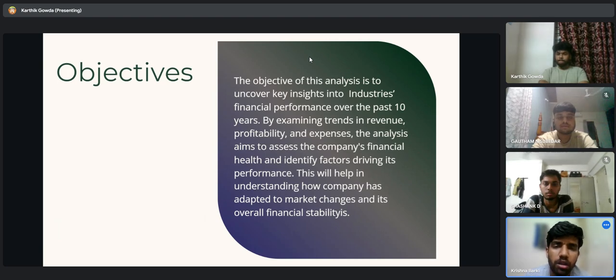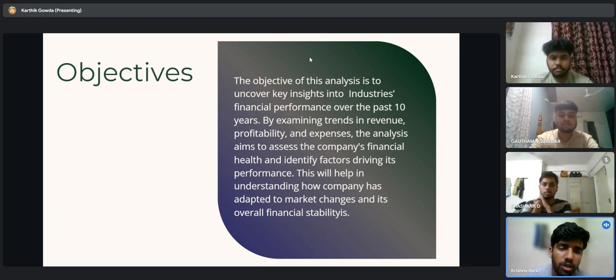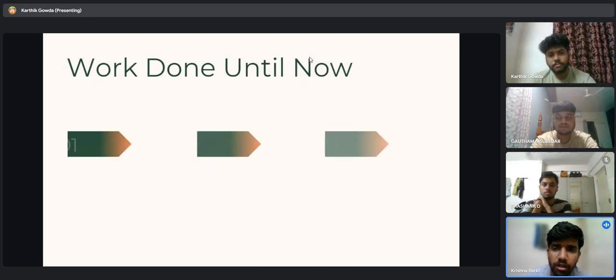Objective. This also covers key insights into the industry's financial performance over the past 10 years. By examining trends in revenue, profitability, and expenses, the analysis aims to assess the company's financial health and identify factors driving its performance. This will help in understanding how the company has adapted to market change and its overall financial stability. Next, my friend Gautam will explain how we represent the data.